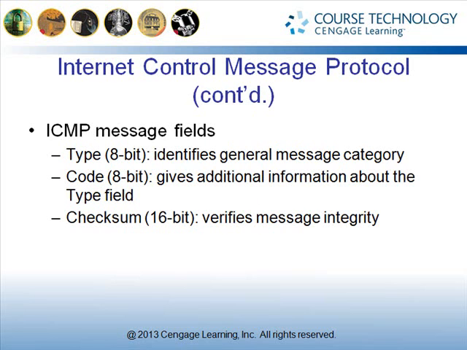Each ICMP message contains 3 fields: a type, a code, and a checksum. The type field is 8-bit. It identifies the general category of the ICMP message. For instance, a type 3 is a destination unreachable. Type 12 is a parameter problem. There are actually 13 different type values. The code field gives us some additional information regarding the type field. And the checksum is a field that's used to verify the integrity of the information.